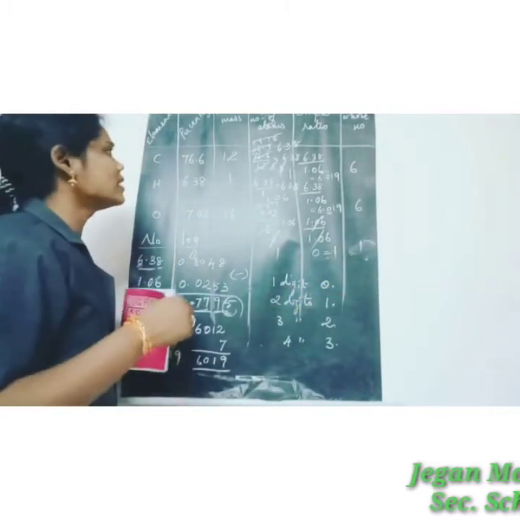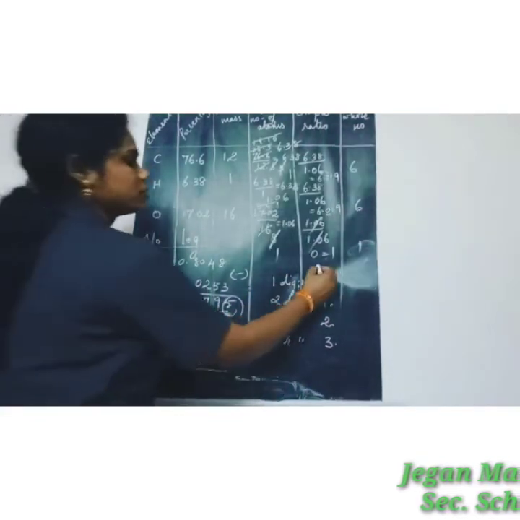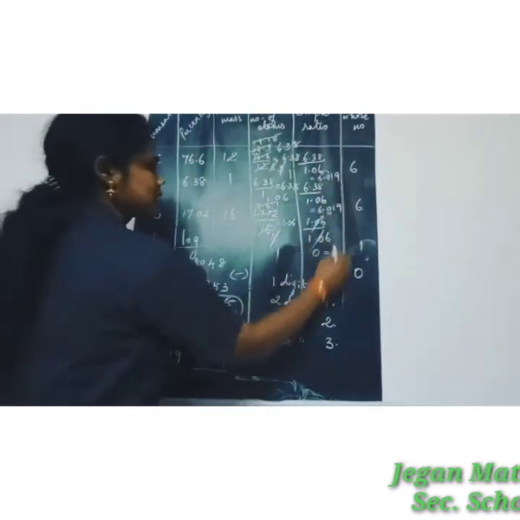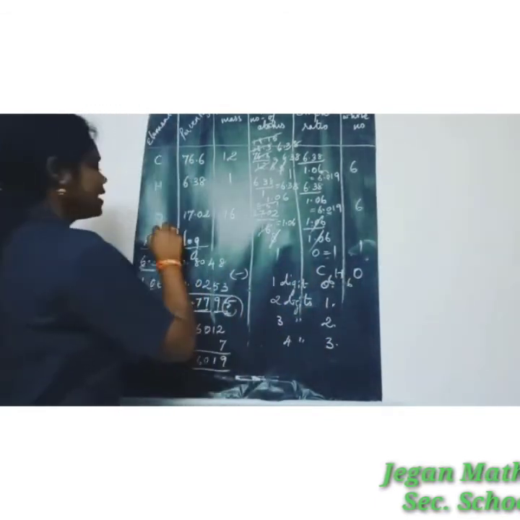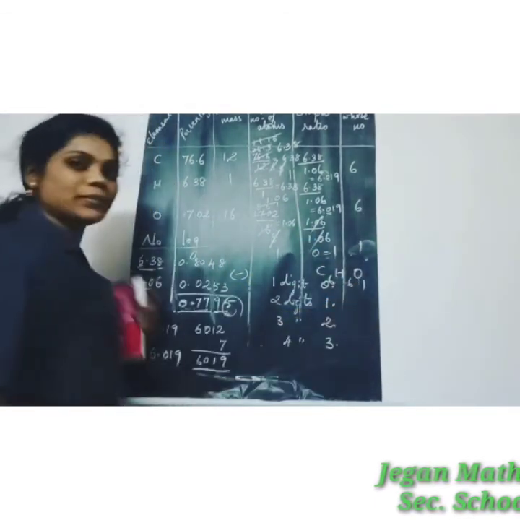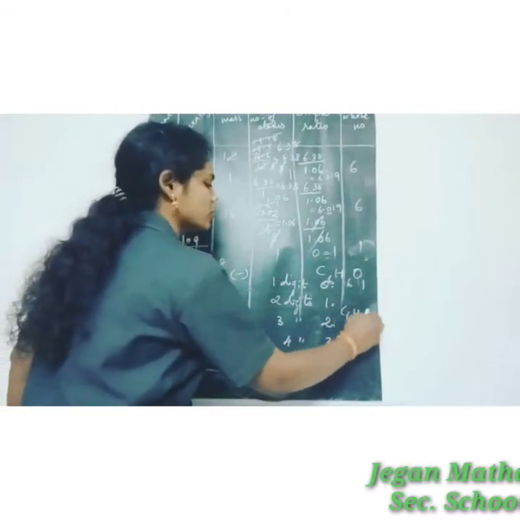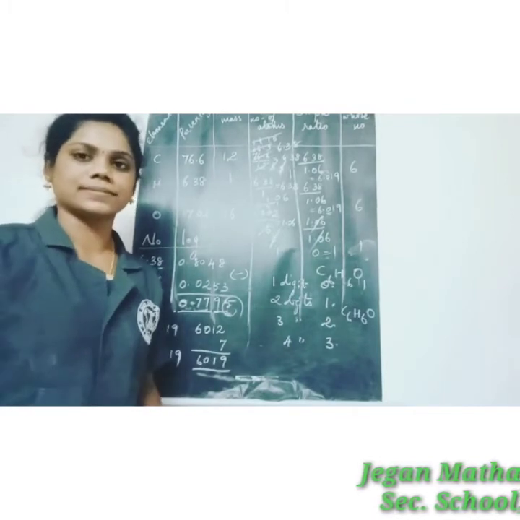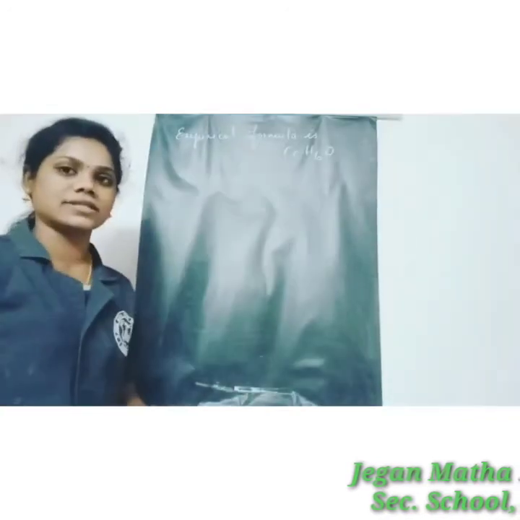Okay. And then what is the empirical formula for this compound? C, H, O. So the empirical formula is carbon answer is 6 and hydrogen answer also 6 and then oxygen answer is 1. So the empirical formula for this compound is C6H6O. So this is the empirical formula. And let us see the molecular formula. Here the empirical formula is C6H6O. And then we calculate the molecular formula.